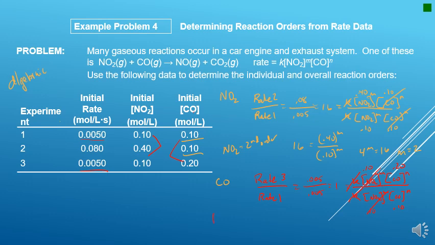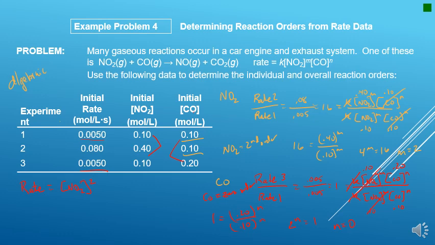So essentially I have 1 equals 0.20 divided by 0.10, both raised to the n power. So 2 to the n equals 1, so I know in that case that my n equals 0. So in this case, the CO equals a 0 order reactant. So for our rate expression, because it's 0 order and anything raised to the 0 power is equal to 1, you can simply exclude it.